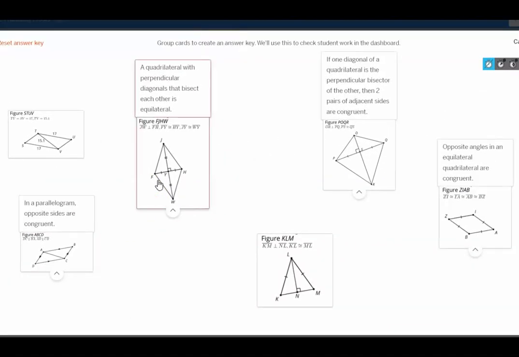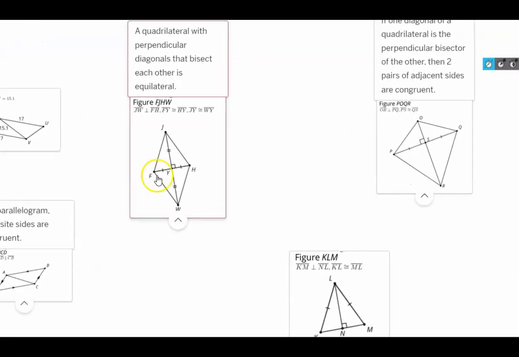All right, let's look at this next statement. It says a quadrilateral with perpendicular diagonals that bisect each other is an equilateral. So here we have a quadrilateral. These perpendicular bisectors both intersect each other. Therefore, it's an equilateral quadrilateral. Equilateral quadrilateral, that's hard to say.